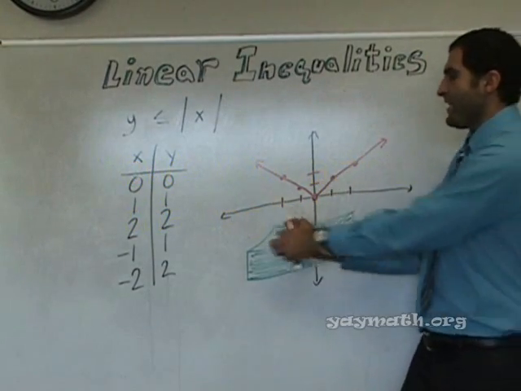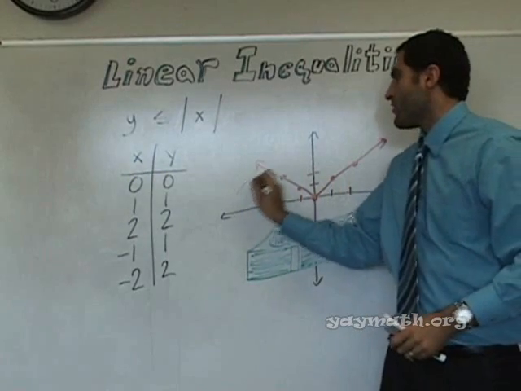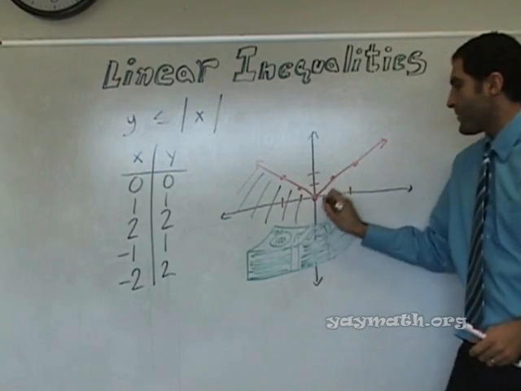All right, so here's the cash. Obviously, we would fill up the entire thing. This is all shaded. Everything below the absolute value line.